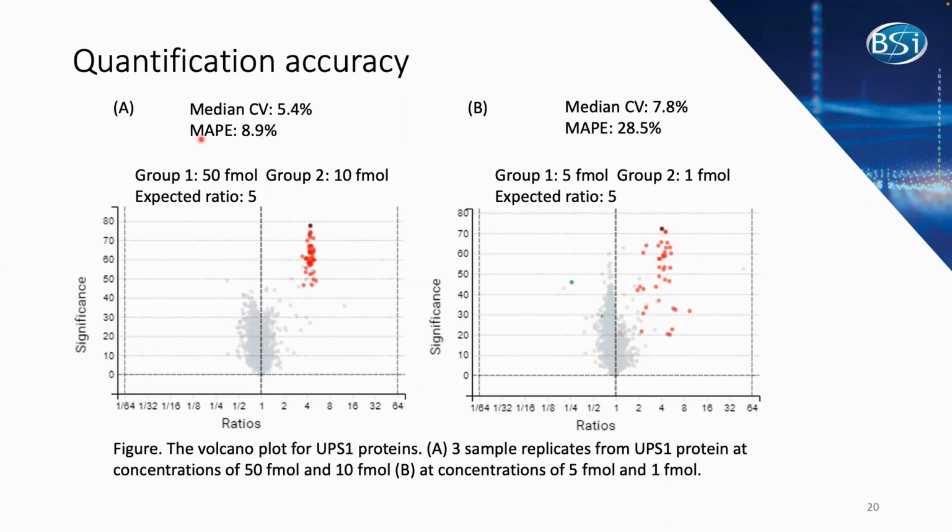The mean absolute percentage error, MAPE, to the expected fold change also shows how far the measured ratio is from the expected ratio. The MAPE was 8.9% when 50 femtomole and 10 femtomole were compared, but increased to 28.5% when 5 femtomole and 1 femtomole were compared, showing an overall error increase when low abundant proteins were compared.